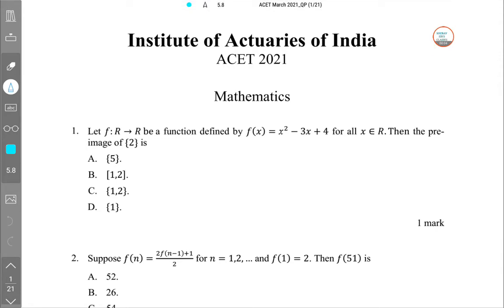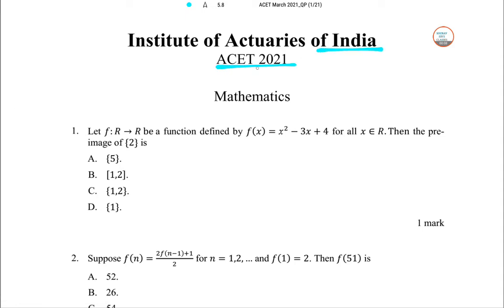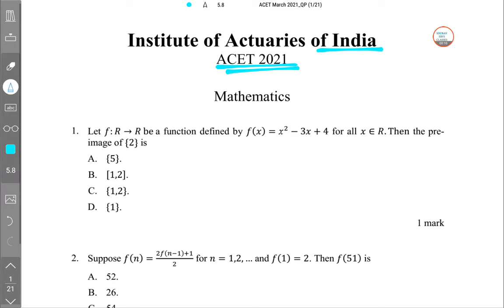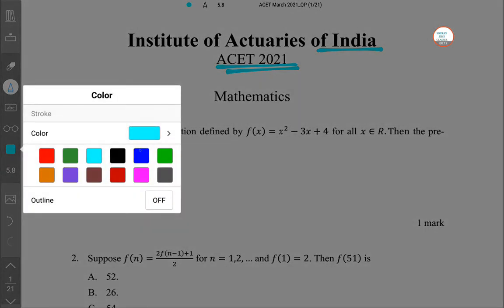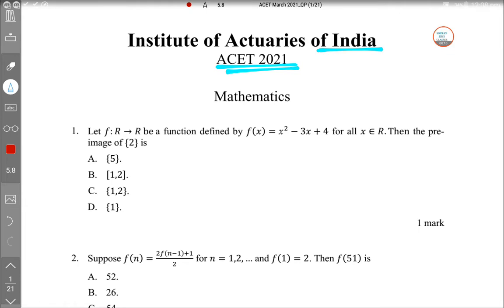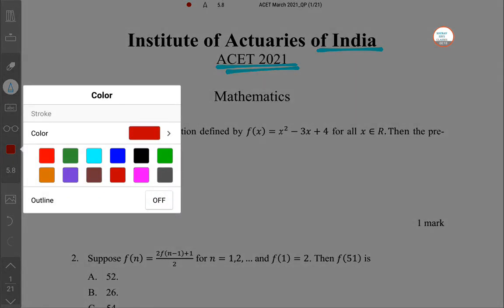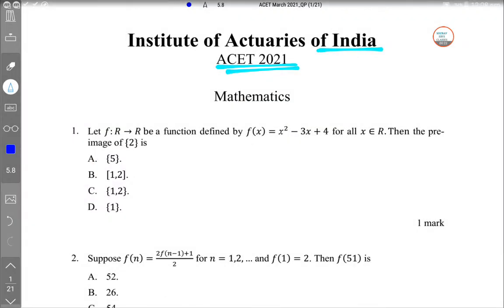In this video I'm going to solve the Institute of Actuaries of India's ACET 2021 paper. I'm trying to be as brief as possible and solve it with the easiest process and method available. While watching, if you face any kind of problem, you can write in the comment section or tell me directly. I will clear your doubts as well.